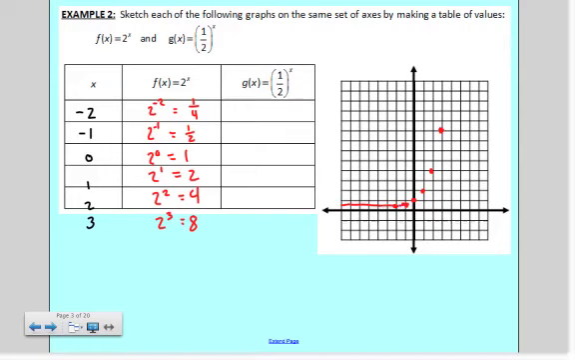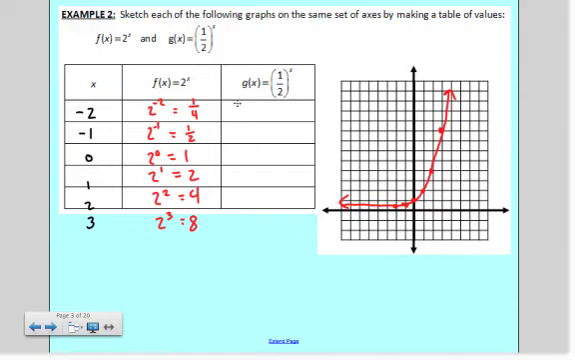It's so hard to do. It should get closer, but that's good enough. It would get closer to the x-axis. Eventually, if we did something like 2 to the -100, that would be super, super close to 0. So that's the point. Now, let's look at the next one.